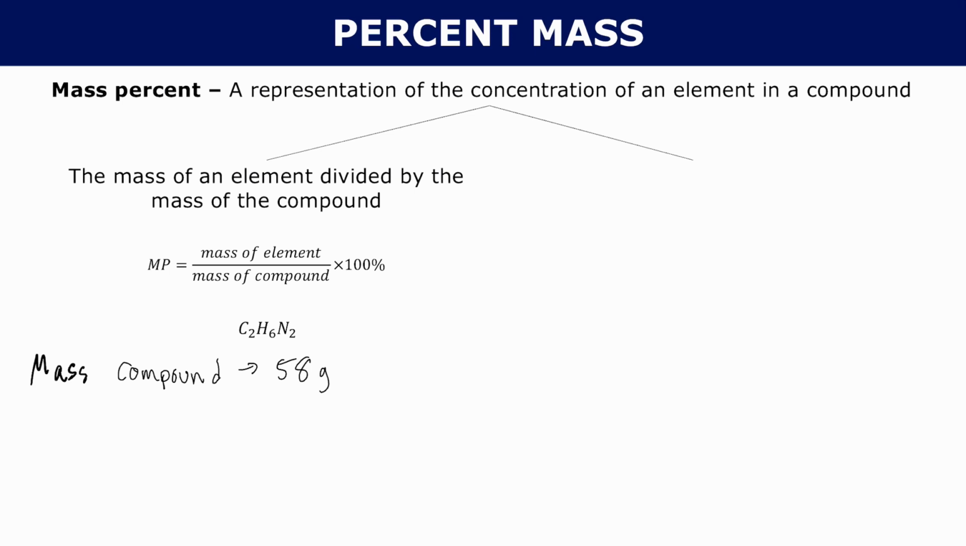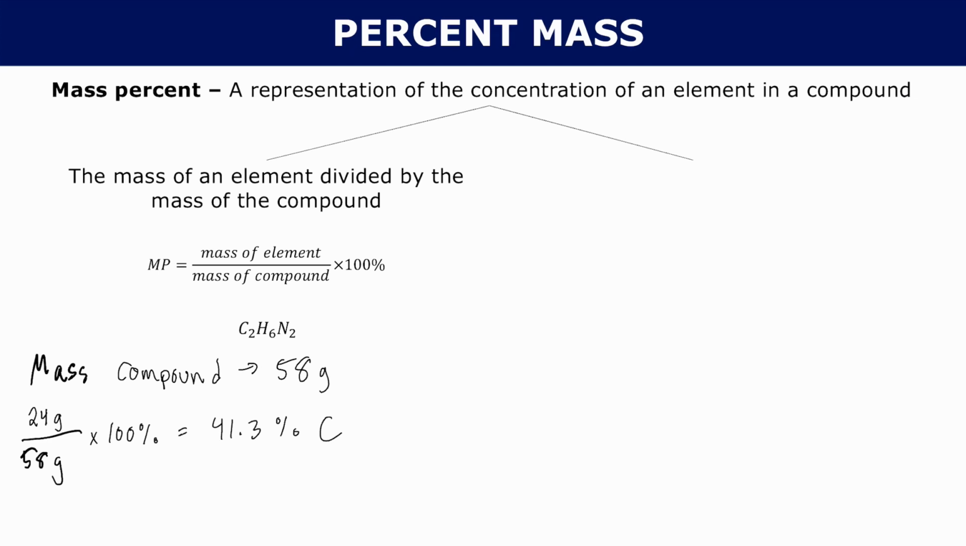Okay, so what's the mass of the carbon? What's the mass of the hydrogen? What's the mass of the nitrogen? Let's try to find the mass percent of the carbon. Carbon has a molar mass of 12, and since you have 2 carbons, the mass of your element is going to be 24 grams. And if you divide that by 58 grams, and multiply that by 100%, the percent mass of carbon comes out to 41.3%.